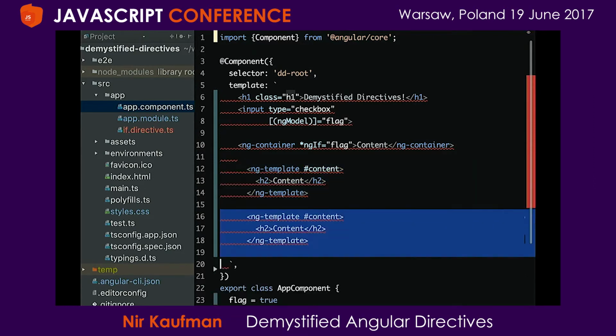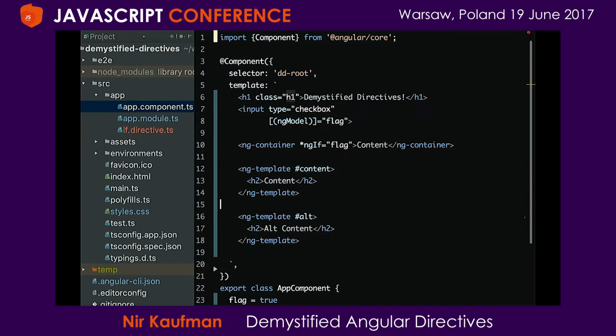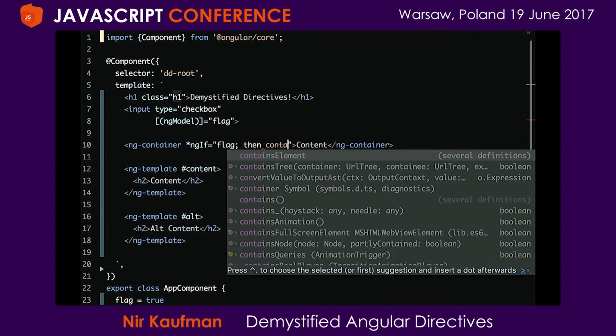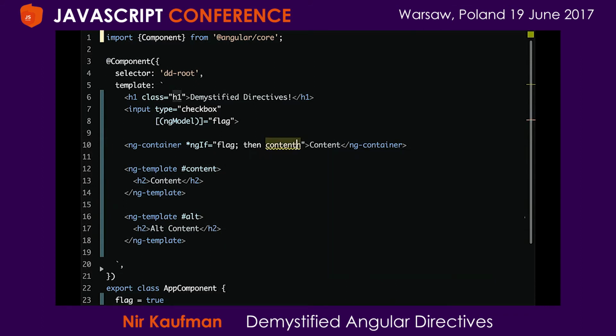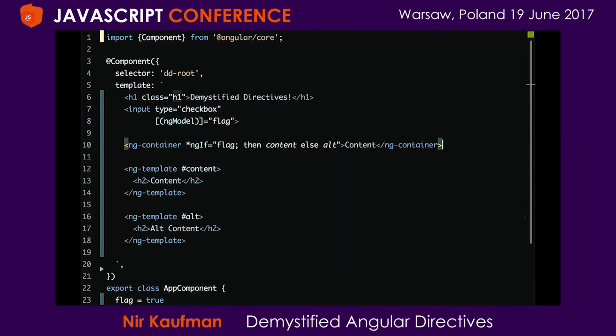And the other one, let's call it alternative, alt content. Because ngIf can be extended. I can write my ngIf like this one, flag, then show me the content, yep, else show me the alternative. How many of you know about this feature? Not enough. Now you know.